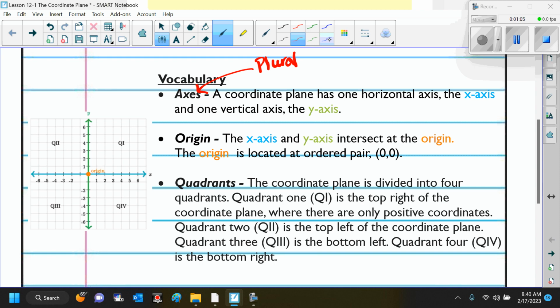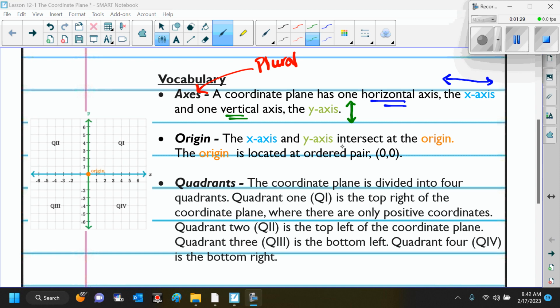So we have a horizontal axis. The horizontal axis is the x-axis, and of course that one goes that direction. And then we have a vertical axis. Vertical is the y-axis, and of course that one is the one that goes up and down.